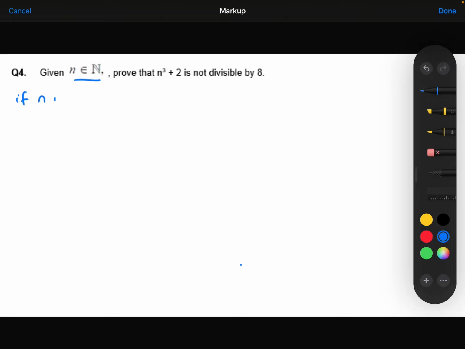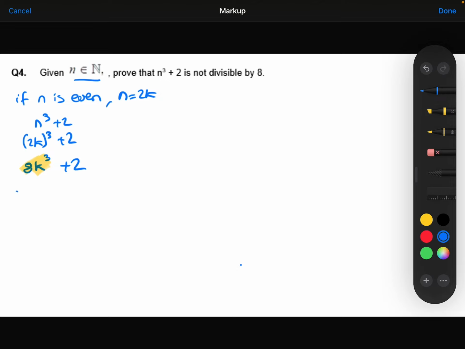So if n is even, I could say that n equals 2k, which would mean then that n cubed plus 2 would be 2k cubed plus 2. Now 2k cubed is 2k times 2k times 2k, which is 8k cubed. Now this is certainly divisible by 8 because it's a multiple of 8, but the 2 isn't, so I could divide the yellow bit by 8, but I can't divide the 2.